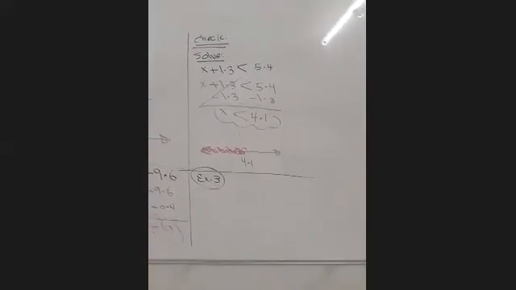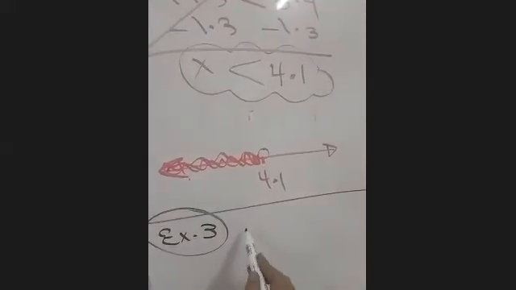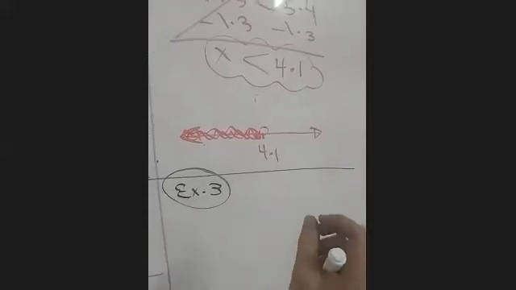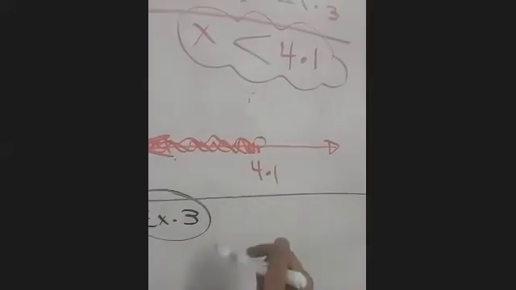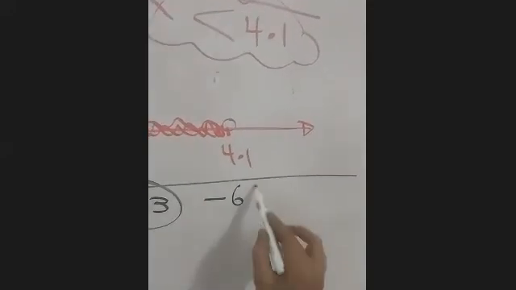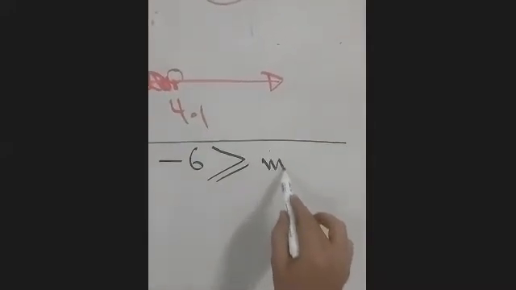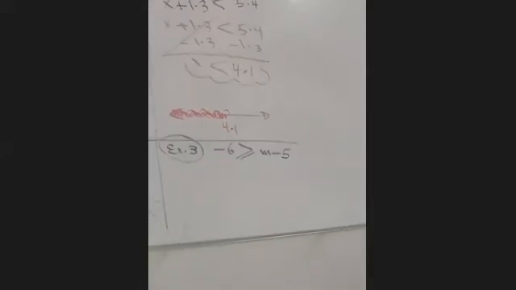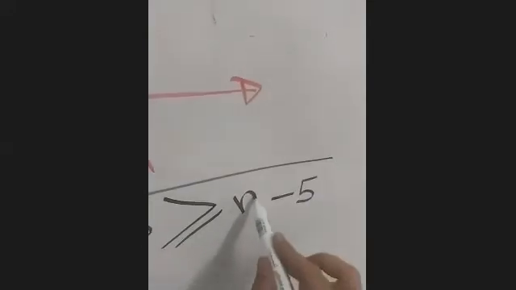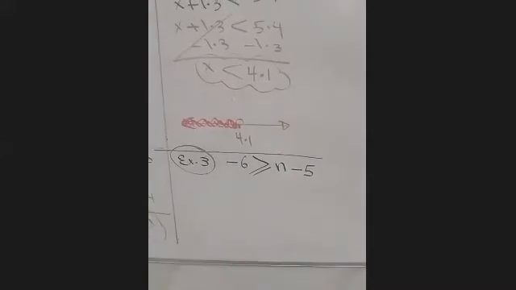Read. Solve negative 6 is greater than or equal to n minus 5. Check your solution. Solve the inequality. What's the inequality? Negative 6 greater than or equal to n minus 5. Good boy.